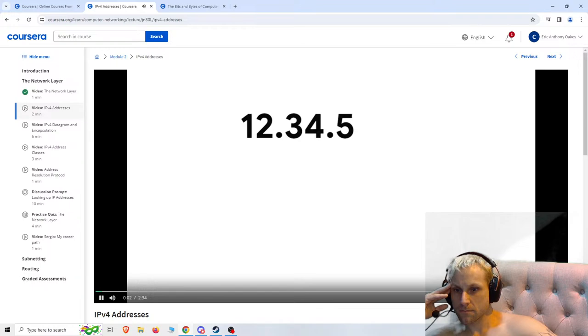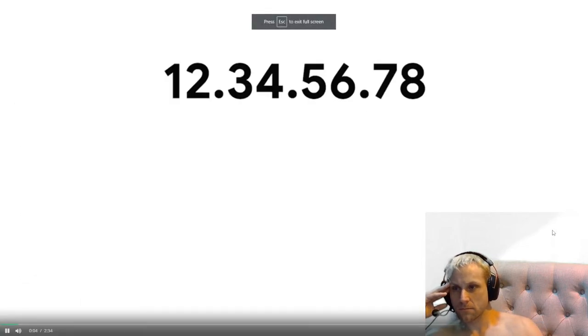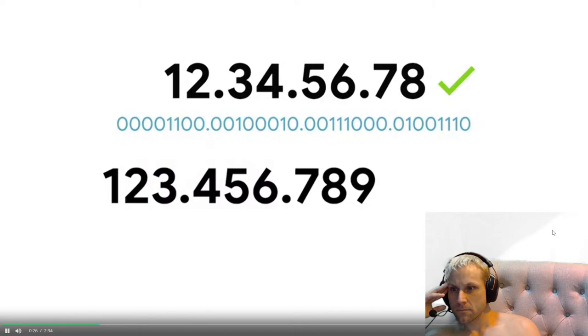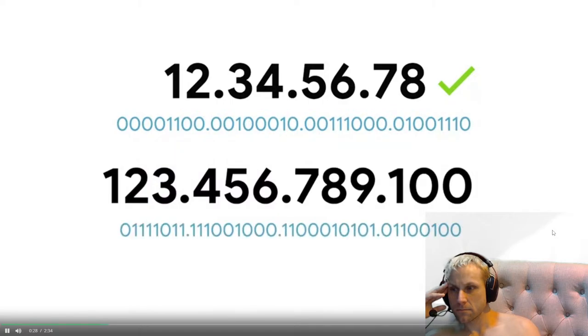IP addresses are 32-bit long numbers made up of four octets, and each octet is normally described in decimal numbers. 8 bits of data, or a single octet, can represent all decimal numbers from 0 to 255. For example, 12.34.56.78 is a valid IP address, but 123.456.789.100 would not be, because it has numbers larger than could be represented by 8 bits. This format is known as dotted decimal notation.